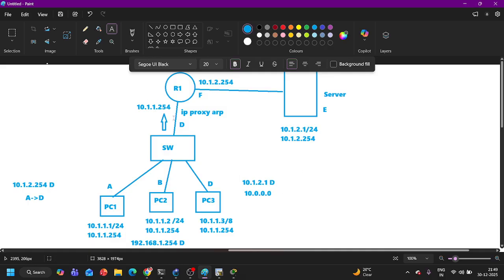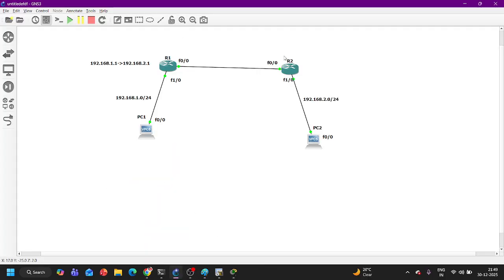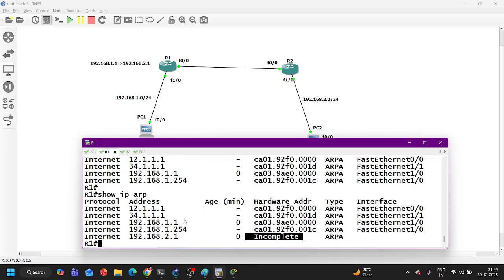Right, so the router has replied to the ARP request message for PC number 3. First the router will check: am I reachable from the destination? If yes, then I will share my own MAC address. The same thing is happening by default. The proxy ARP feature is enabled on the router interface. If you enable proxy ARP, then the ping will work.